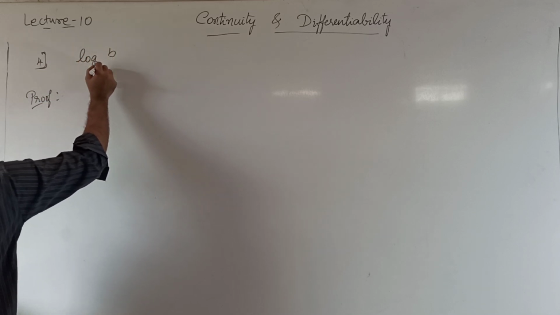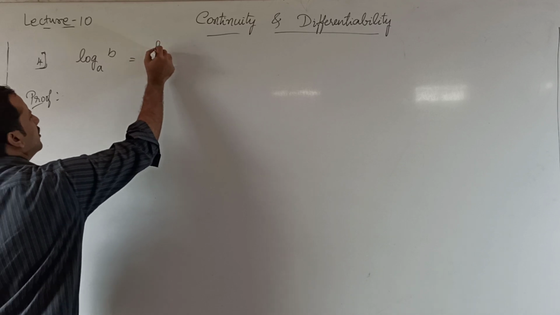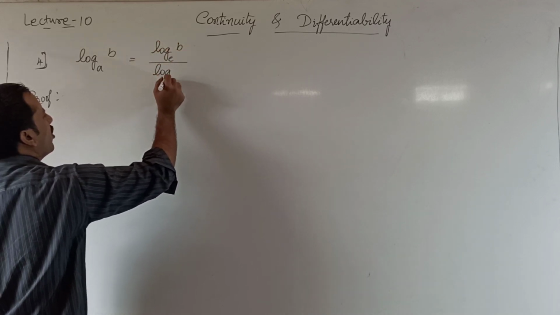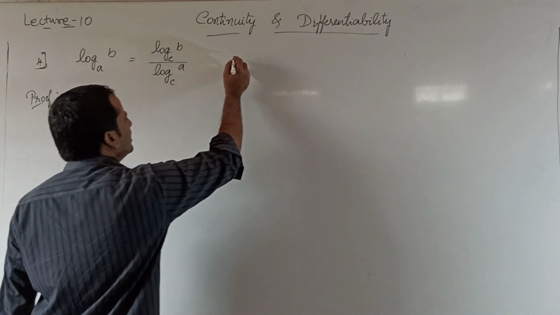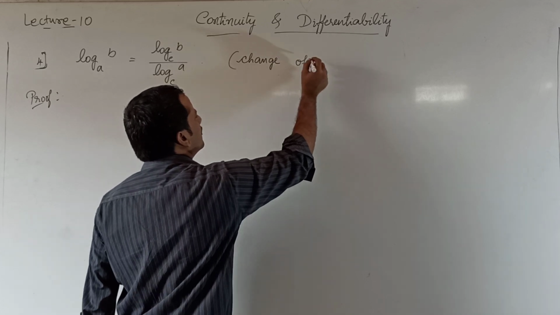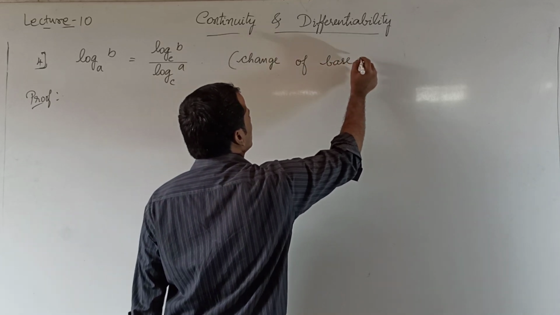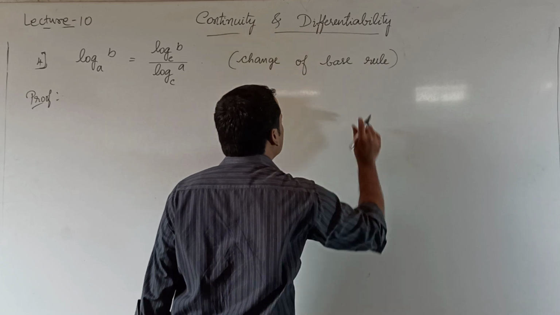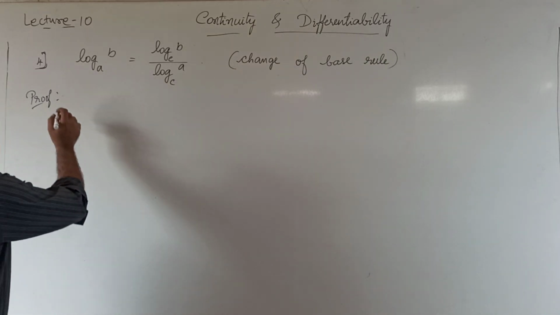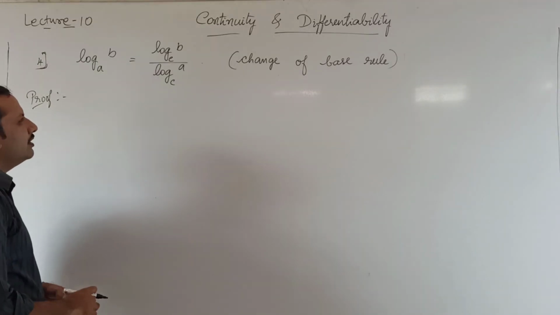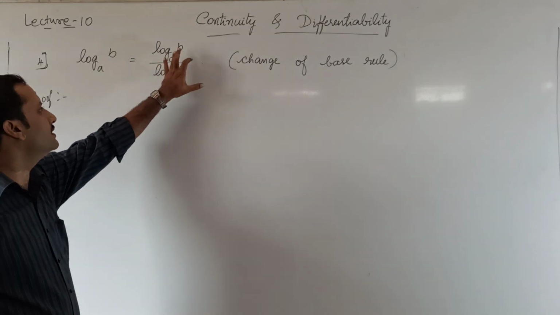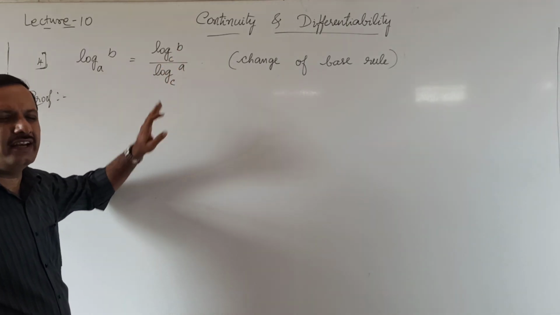Log b to the base a is equal to log b to the base c divided by log a to the base c. This is also called change of base 2. Proof: log b to the base a, I have shown that it is equal to log b to the base c divided by log a to the base c.